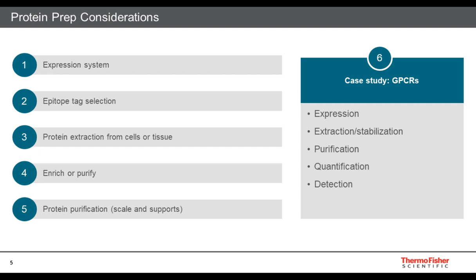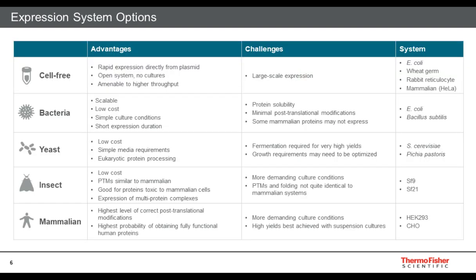The next few slides will walk through some of the factors to consider when designing your protein prep workflow, such as choosing an expression system, what, if any, epitope tag to design into your starting DNA construct, how to best extract or solubilize your protein of interest, do you need to enrich or purify that protein, and if you do need to purify, then at what scale and what supports are available. These factors and decisions will then be highlighted in the context of our project that aims to solubilize, stabilize, and purify GPCRs for activity and structural biology applications.